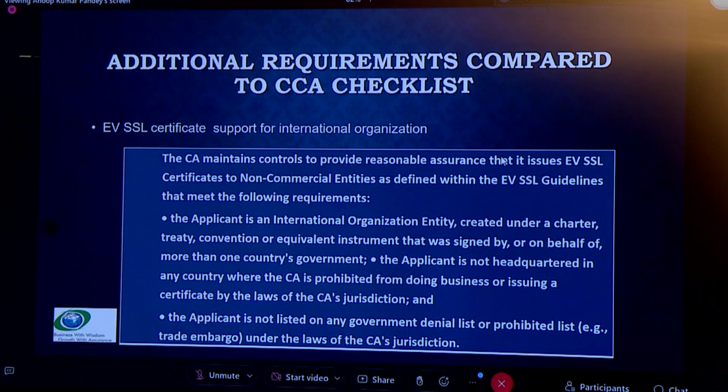This is another one, where an international subscriber or user comes asking for a certificate. How do we verify them? What all needs to be verified is what is given here. You need to check the international organization entity, created under what charter or treaty, all those things, and then verify it. Only then do you give a certificate to them.